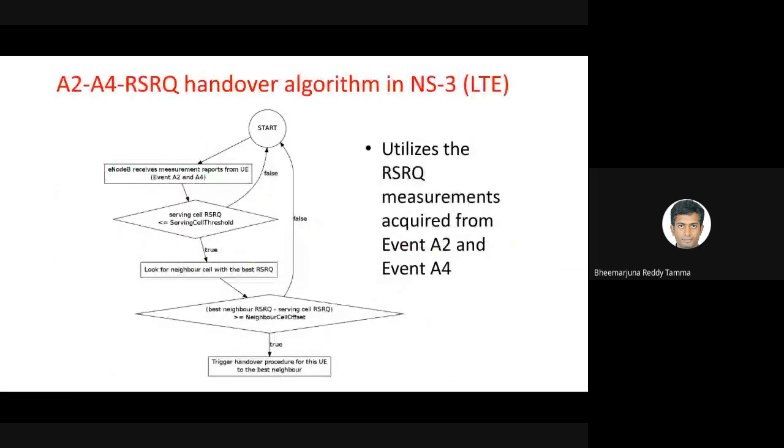So let me show you an example. I'm showing this in the context of LTE, which is already implemented in NS3, but you can assume the same thing is true even in the case of 5G. We can even think of implementing this as part of the NS3 5G NR module, in case it is not already working. So let's look at what is happening here. It is called the A2 A4 RSRQ handover algorithm. So let's look at the state diagram or the flow diagram that you see here.